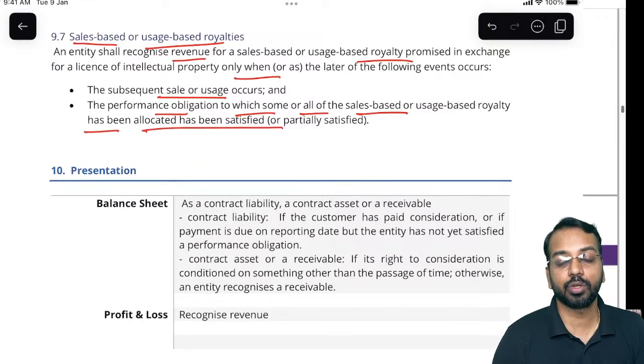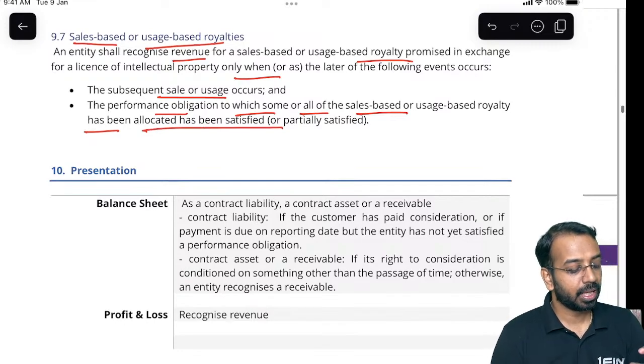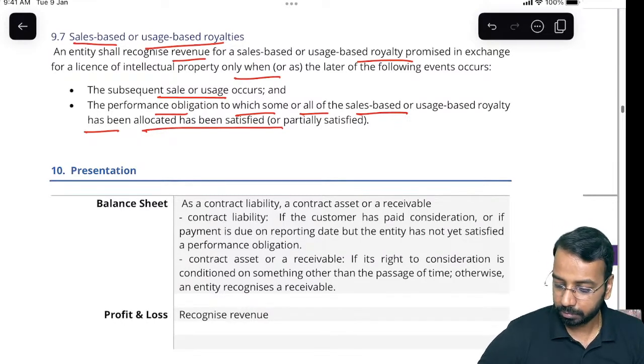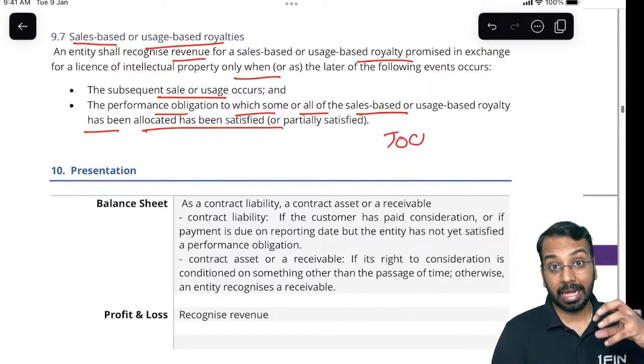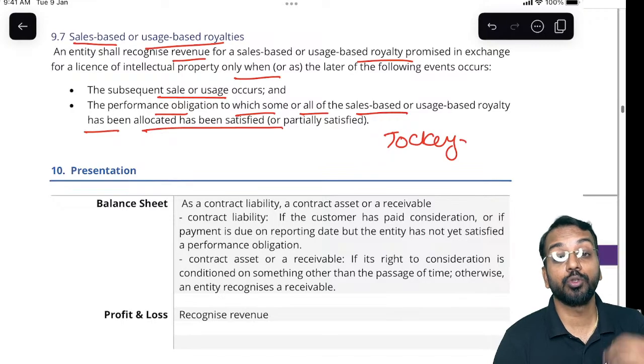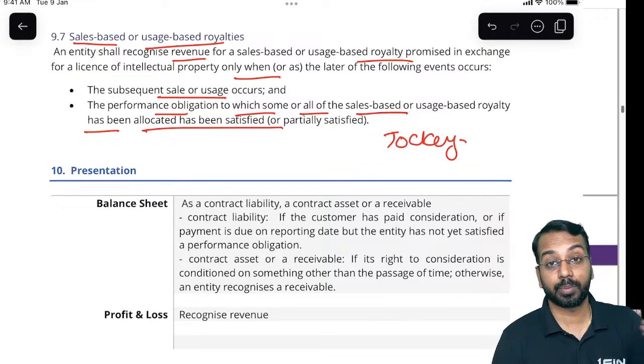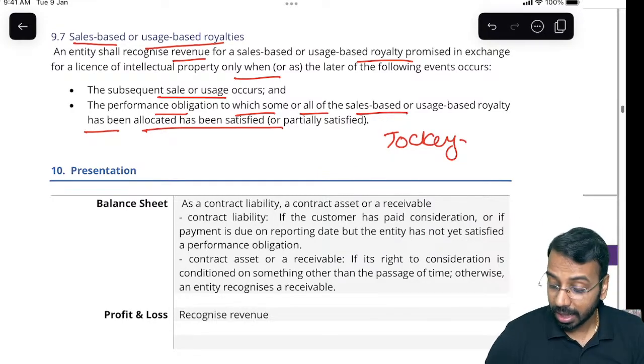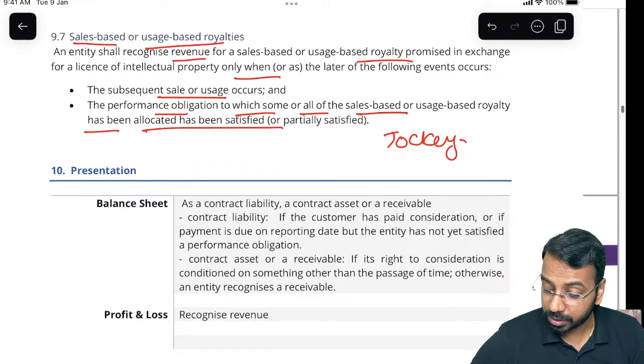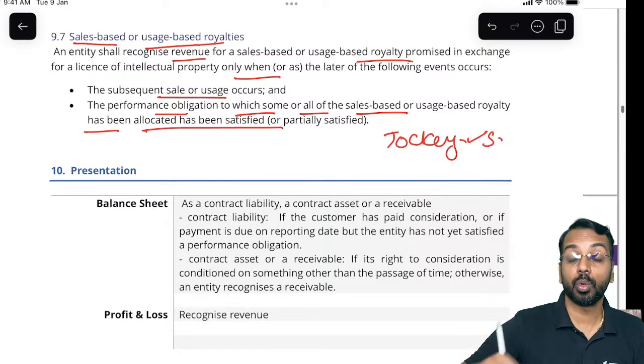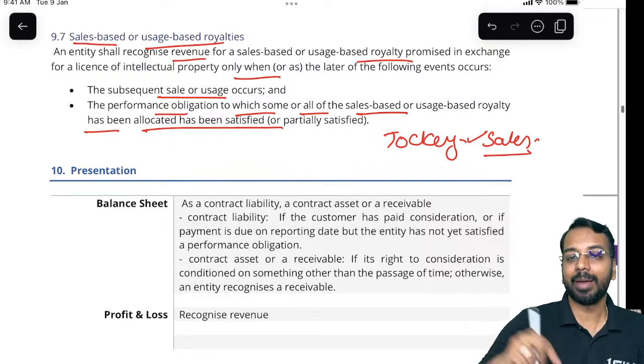So sales-based or usage-based royalty means, for example, I have a brand. My brand is, let us say, Jockey. I have given this brand to the other person to use it, and there I am saying that payment has to be based on sales. So the other party will pay me an amount based on sales.